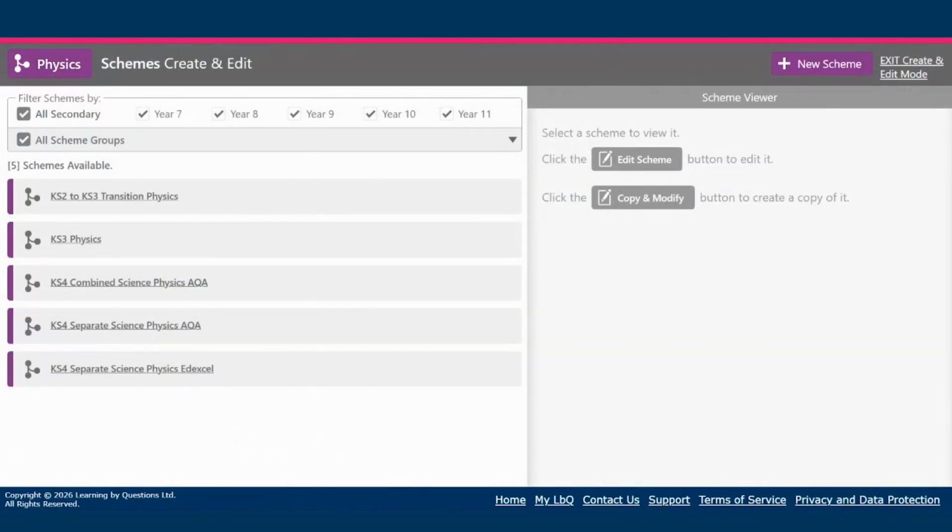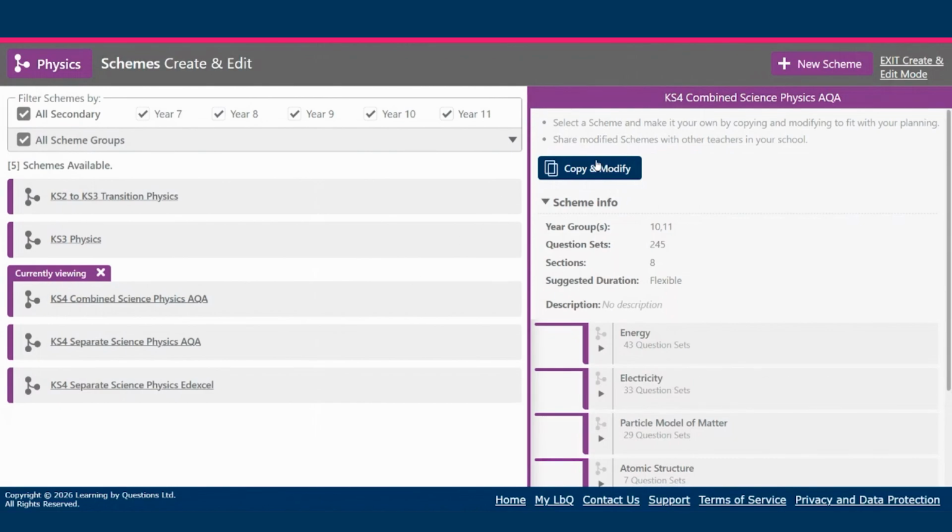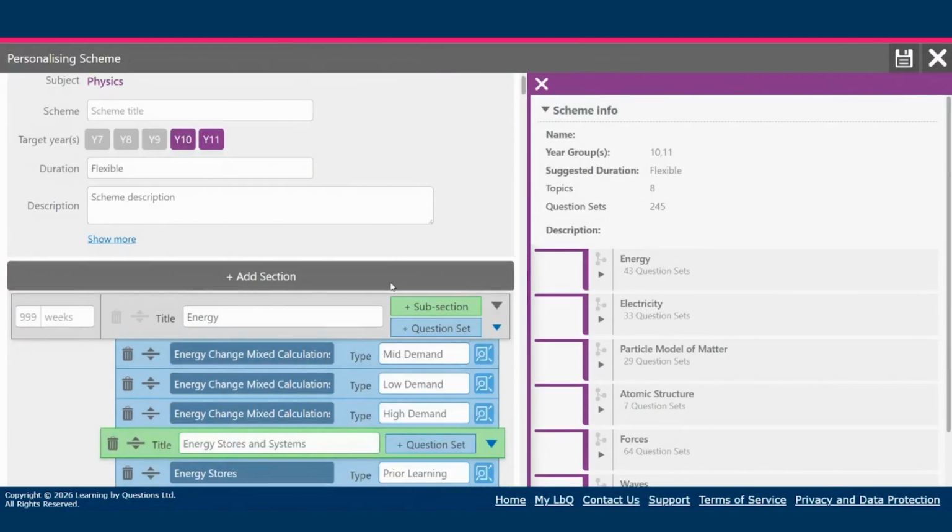Now, when it comes to supporting the non-specialist teacher with a ready-made scheme of work that has this feedback, that has high-quality, well-pitched resources, we can use our schemes function. Out of the box, we have schemes for AQA and Edexcel, but I'm just going to click on the AQA separate science scheme here. Let's go combined science, actually. And I'm going to hit copy and modify.